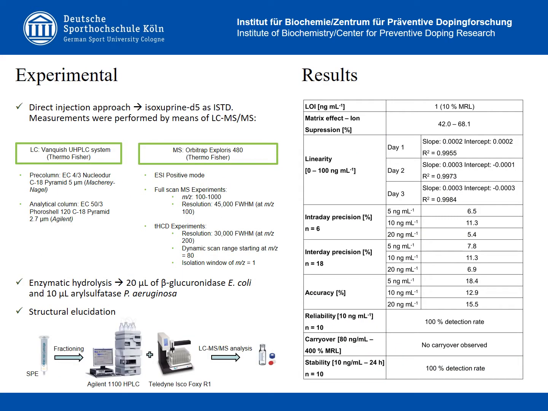Regarding the method validation, it was conducted following a direct injection approach, and isoxsuprine-d5 was used as internal standard. The measurements were performed by means of liquid chromatography coupled to tandem mass spectrometry as follows, and the hydrolysis experiments were performed using 20 microliters of beta-glucuronidase from E. coli and 10 microliters of aryl sulfatase from Pseudomonas aeruginosa. The samples were analyzed according to the method already mentioned.